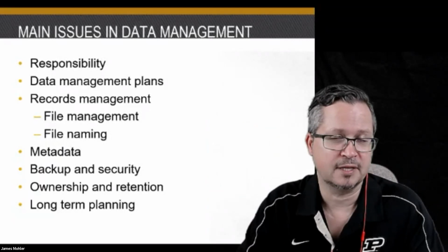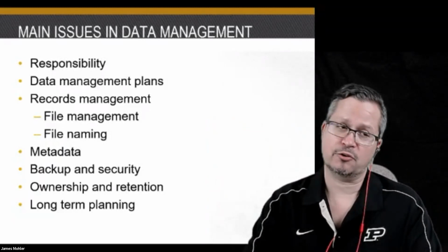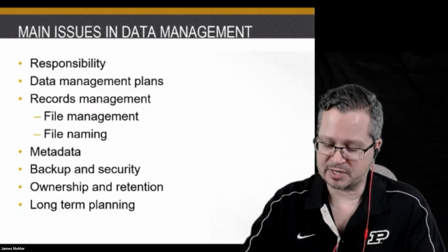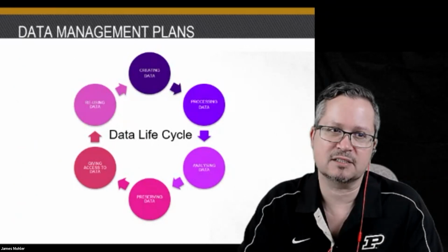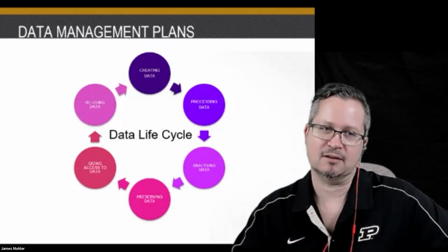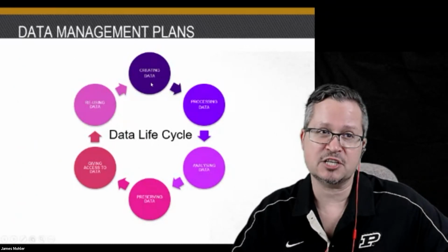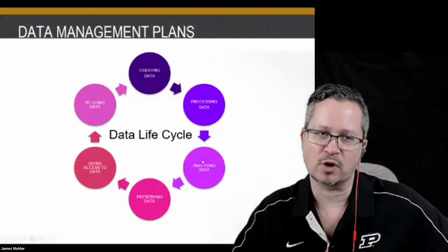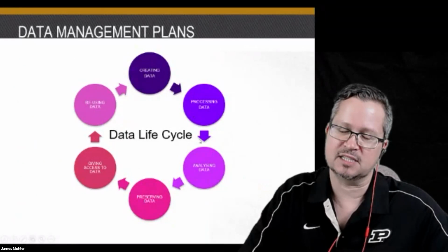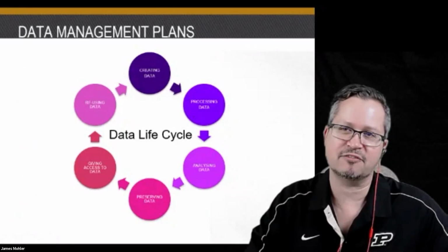So: backup and security of data, ownership and retention, and then long-term planning. These are big issues in data management. And a data management plan is basically what you're talking about: a data lifecycle. When I talk about a blockchain idea for data in the research space, it would be each stop in this wheel, wherever and on whatever machine, whatever program, whatever person, as that data moves around this circle multiple times, because it basically does. As that data goes around that wheel, it's picking up identifiable pieces of information as it goes along.